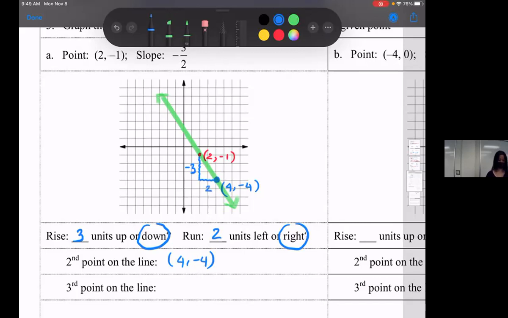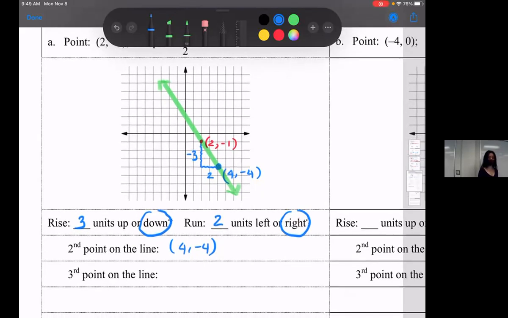So you rise down 3, run over right 2, get you that new blue point, and that new blue point is 4, -4. All right, now they want another point. They want the third point. Now you can eyeball it, but sometimes you can eyeball it wrong.